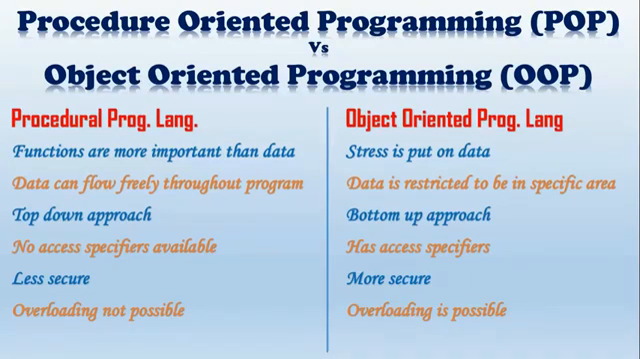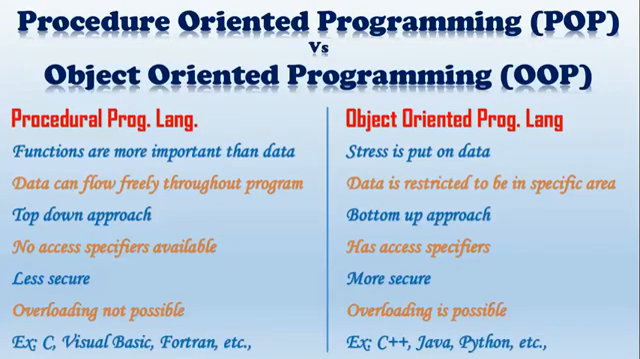Overloading is not possible in procedural programming language. Here in object oriented programming, overloading is possible. You will also come to know what is overloading in upcoming classes. Examples for procedural programming: C, Visual Basic, Fortran and all. For object oriented programming, C++, Java, Python and etc.